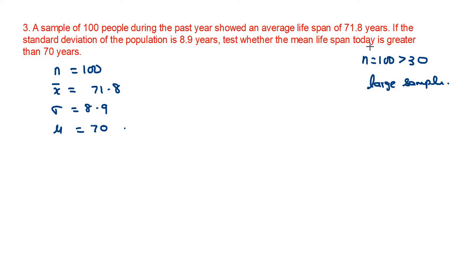Now we are going to check whether the mean lifespan today is greater than 70 or not. That is the question. So our H0, as you already know, should always have an equal sign, and here we should write the population parameter mu is equal to 70, and H1, since it is asked whether today is greater than 70, so mu is greater than 70 is our H1.